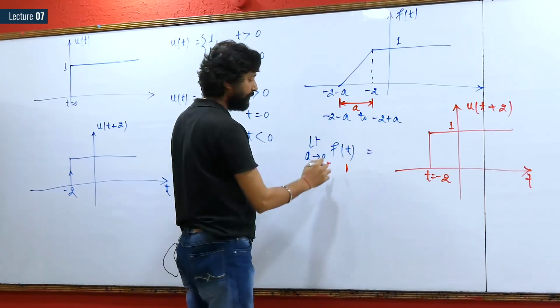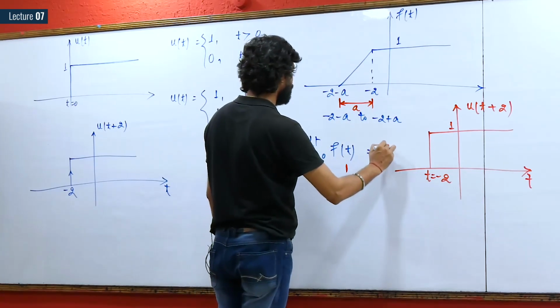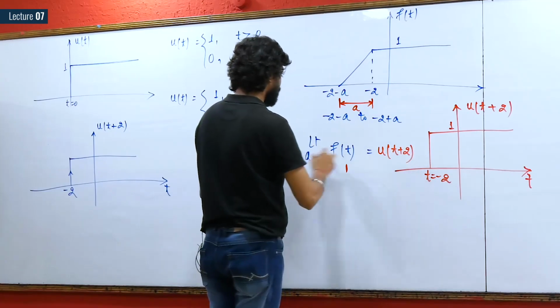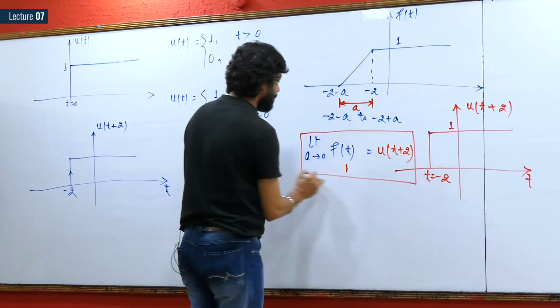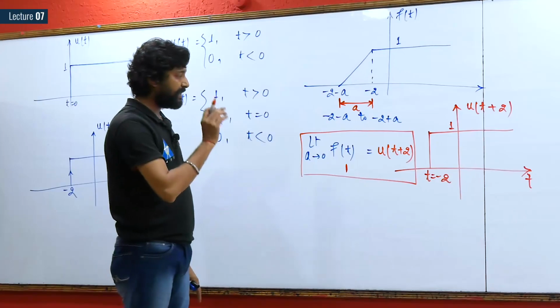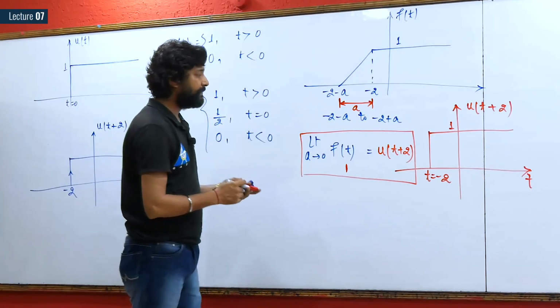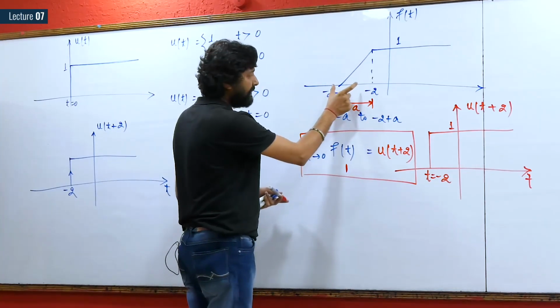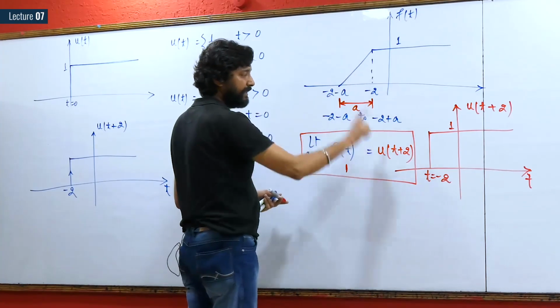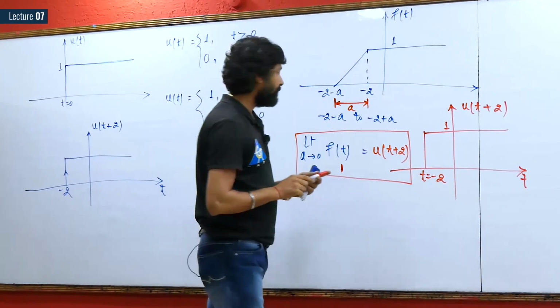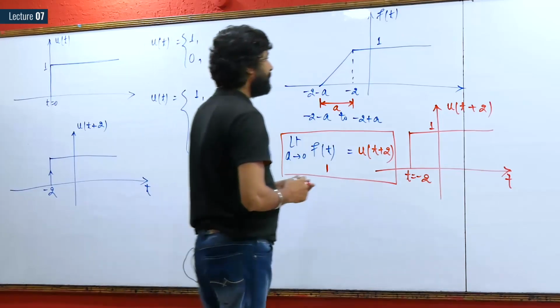Both of these signals will give you the function u of t plus 2. So such kind of problems can come into your exam. We have seen that we can represent step function in terms of limits. If the transition period is going to be 0, then it represents a step function.